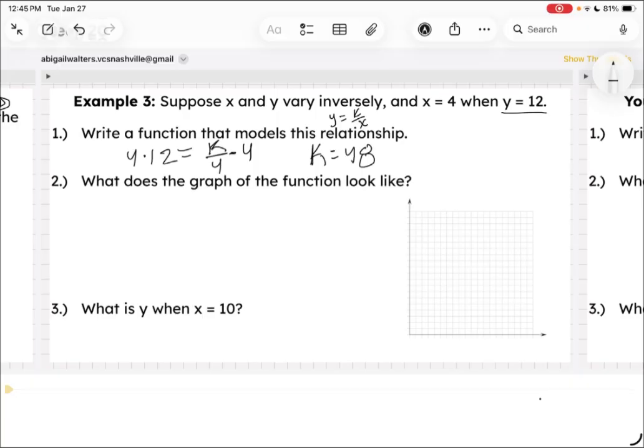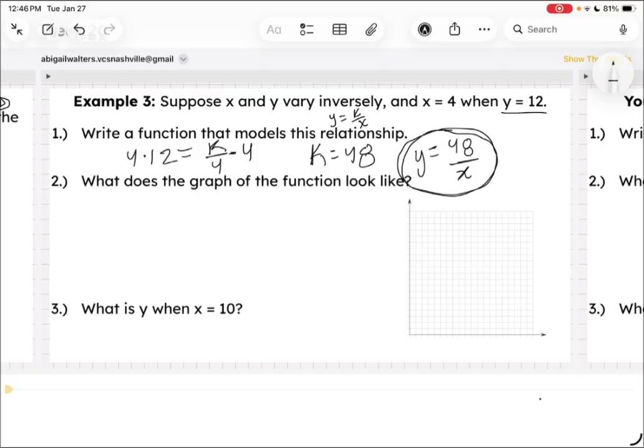Okay, so that would mean that my function for this relationship is going to be 48 divided by x. All right, so this is inverse variation. That means as my x is increasing, my y is decreasing, or vice versa, okay? So if we want to figure out what this function is going to look like, we are going to type this into our y equals in our calculator, and we're going to plot as many points as we can, okay?